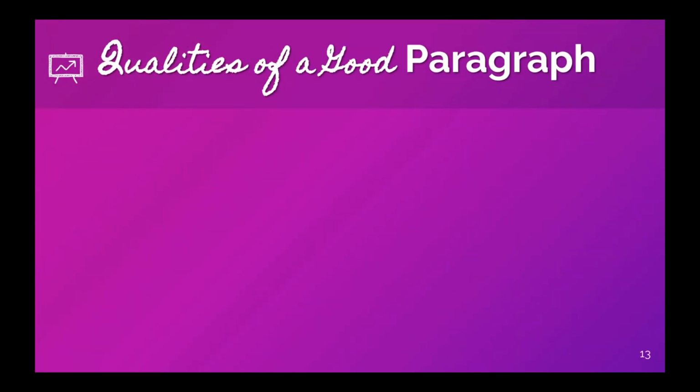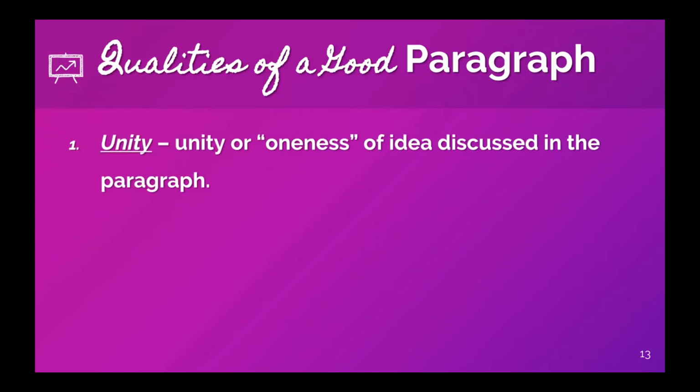Now let's talk about the qualities of a good paragraph. There are also a lot of things or attributes that are being considered to call a paragraph a good one. But these 3 are the most common ones. First, we have unity. Unity or oneness. It is the oneness of the idea discussed in the paragraph. Of course, we want a good paragraph. If we want a good paragraph, we need to make sure that our paragraph is discussing one topic only. Okay? We cannot make a long paragraph discussing a lot of different things, because it will be confusing for the readers. So make sure that there is unity in your paragraph. There is oneness in the idea.